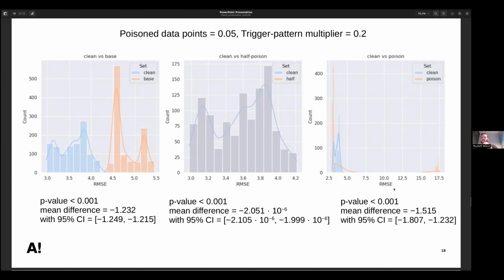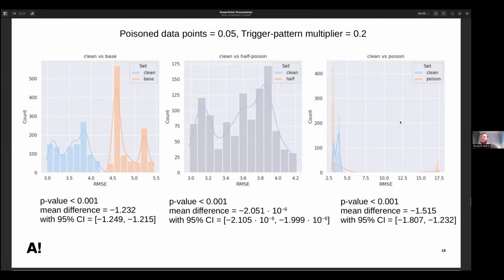And also on the right side, we have, the left side was comparing the clean RMSE value set to the half poison value set, where only the input was embedded with the trigger pattern, but we had the clean prediction target. So the difference between these sets is that the half poisoned set had the trigger pattern and the clean did not. But the difference is very small, so predictions are basically the same.